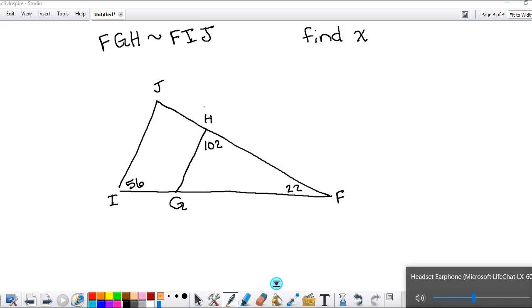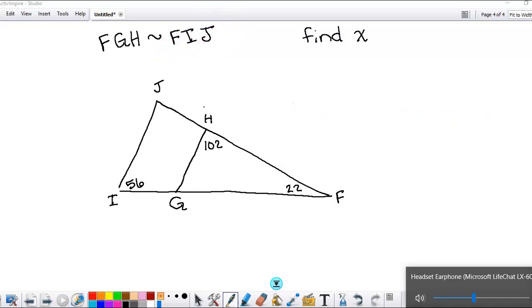So this is the problem you're looking at. Notice up at top where it says FGH with the squiggle, that means similar, and similar means proportional. So the triangle FGH is proportional to the triangle FIJ.